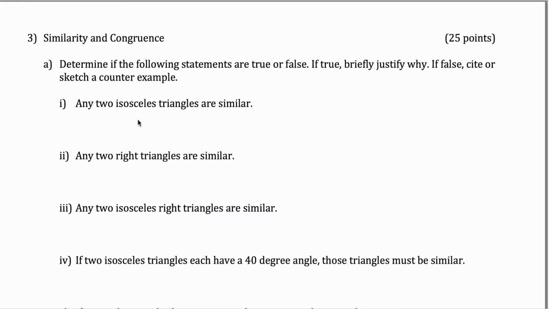So the first statement: any two isosceles triangles are similar. That's a false statement. And what you need to know is that to be similar, triangles must have all their angles the same. So what I mean is you have two triangles and the three angles in one triangle each pair up with one of the three angles in the other triangle. So, okay, let me draw a picture.